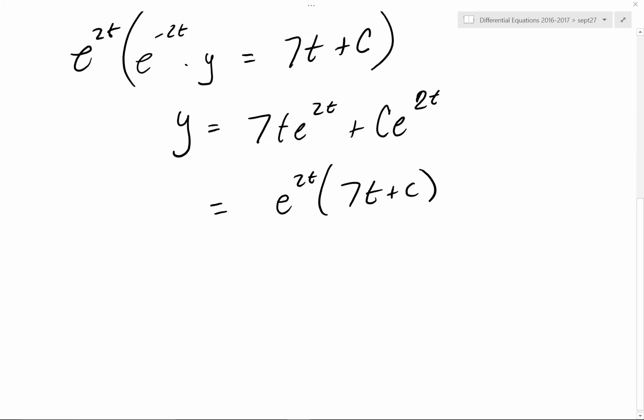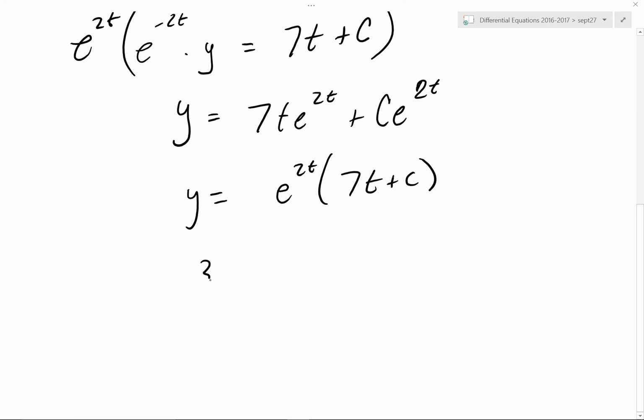And we said at 0 it's 3. So 7t plus a constant is, oops, not 7t, that's 0. So what does that mean? It means c is 3. Ta-da!